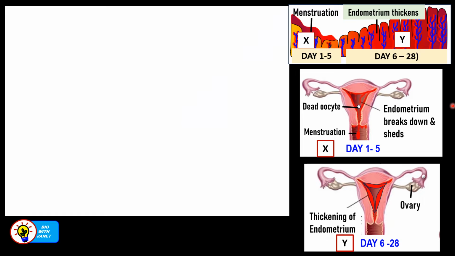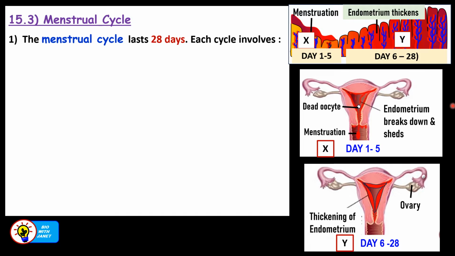So what is the menstrual cycle? Now, the menstrual cycle in brief is a series of events that occur in a female's body after the female, or the girl, has achieved puberty, and the menstrual cycle lasts 28 days per cycle, right? So 3 main events occur.